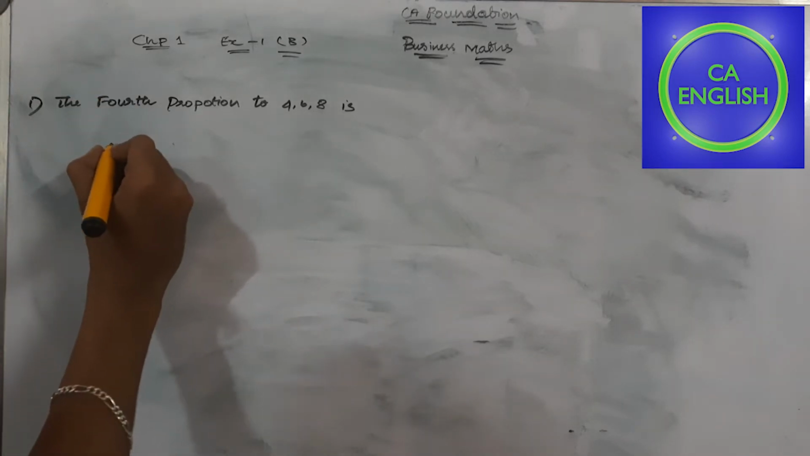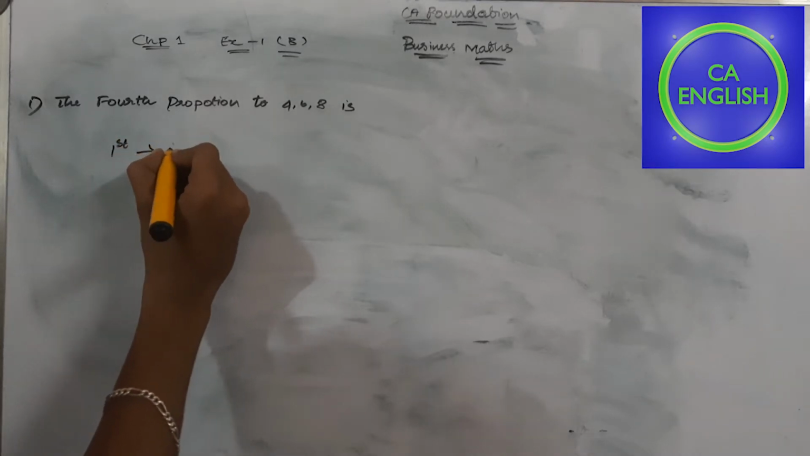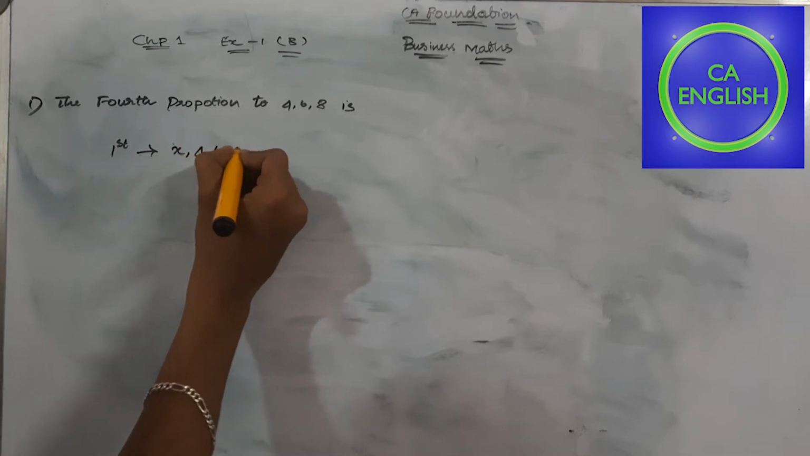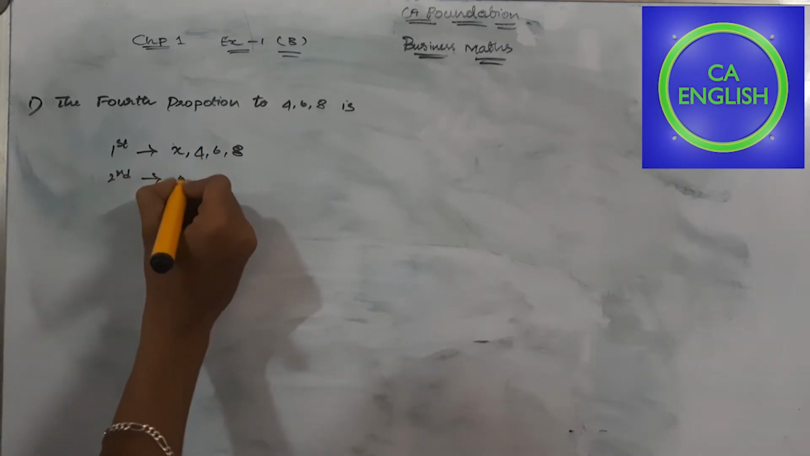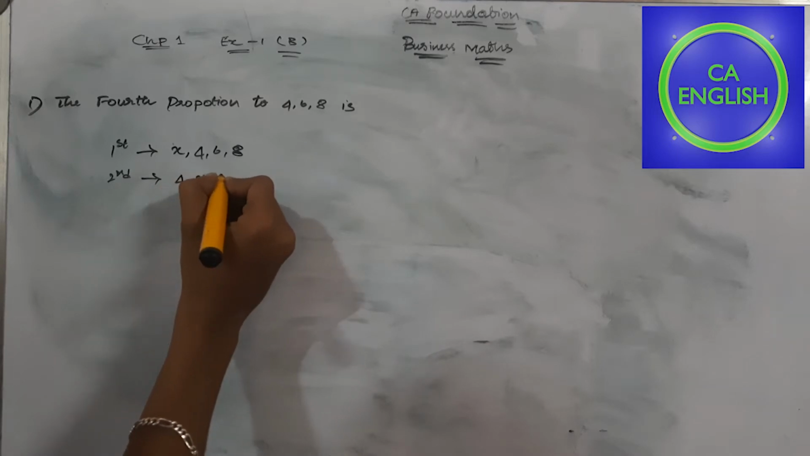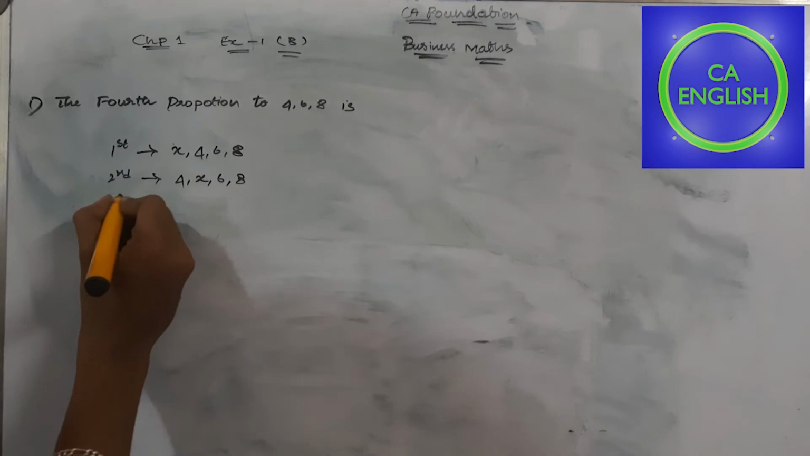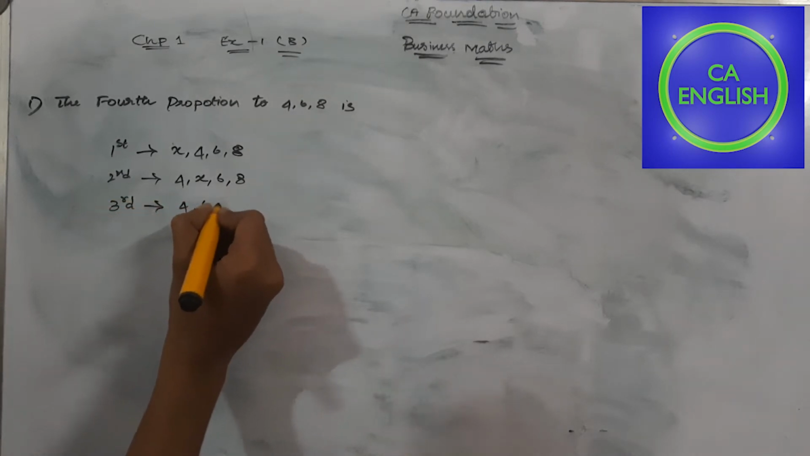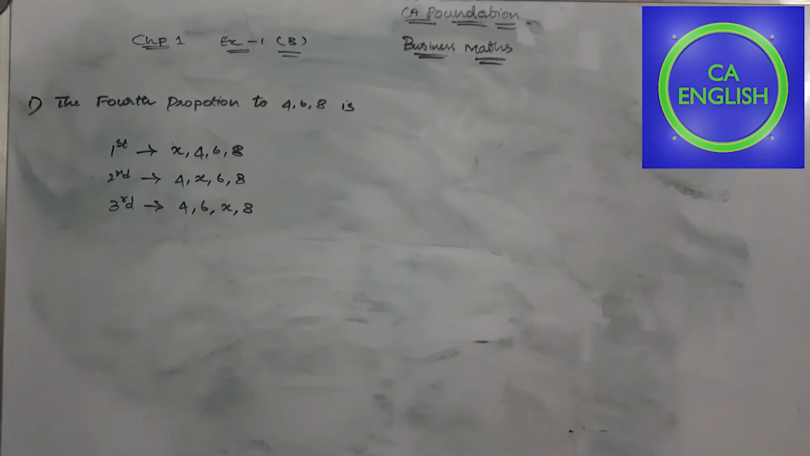If you want to find the first proportion, take the first number as x, then 4, 6, 8. If you want to find the second proportion, take 4 as first, second as x, third as 6, and last as 8. If you want to find the third proportion, take 4, 6, and the third position as x, then 8. Now we want to find the fourth proportion.